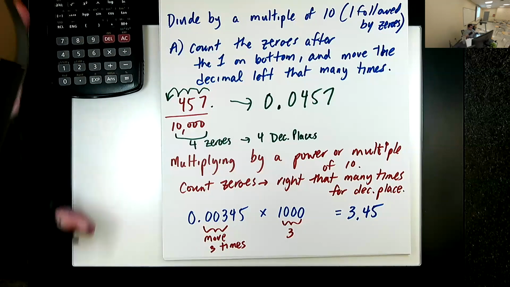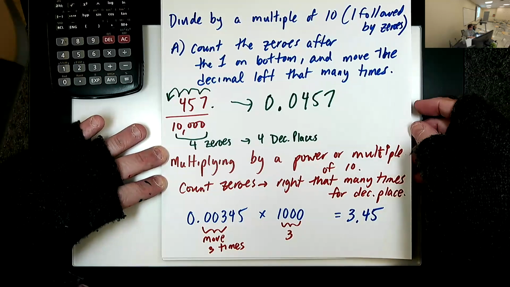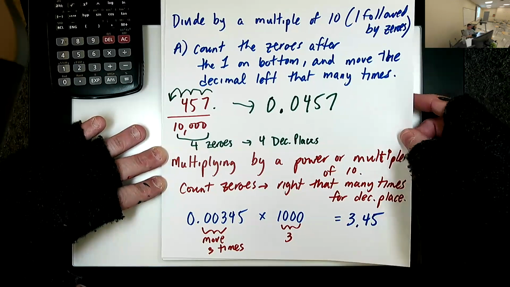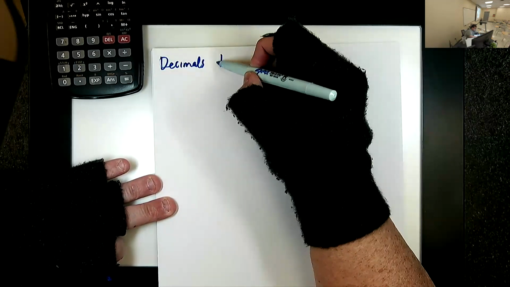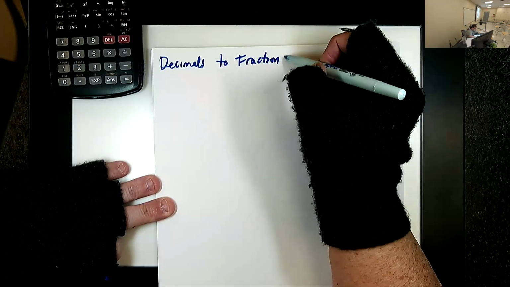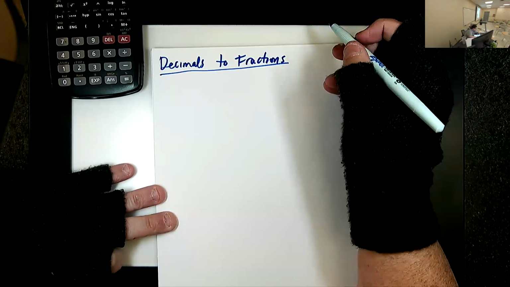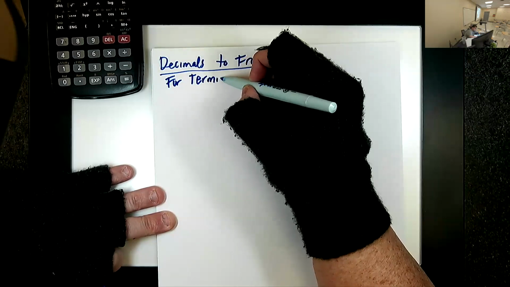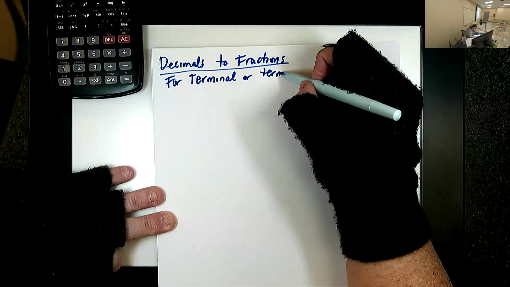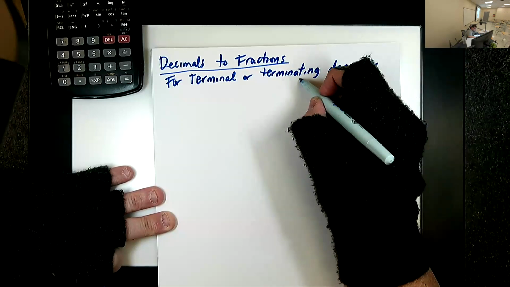What about going the other way, decimals to fractions? Before I turn the page, maybe I should make sure everyone's ready. Everyone good? Okay. So decimals to fractions. There are situations for the non-terminating numbers. If you recognize it, you can do it. But this is usually for terminal or terminating decimals, which means they end.